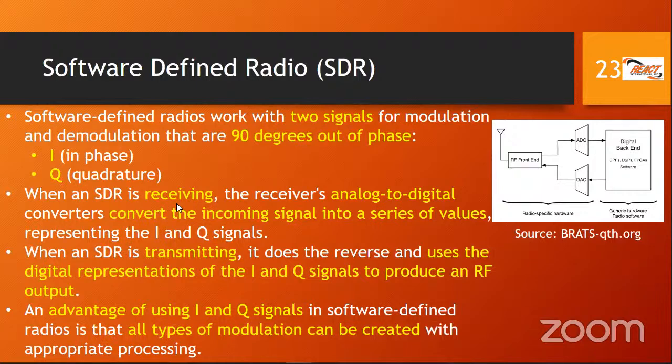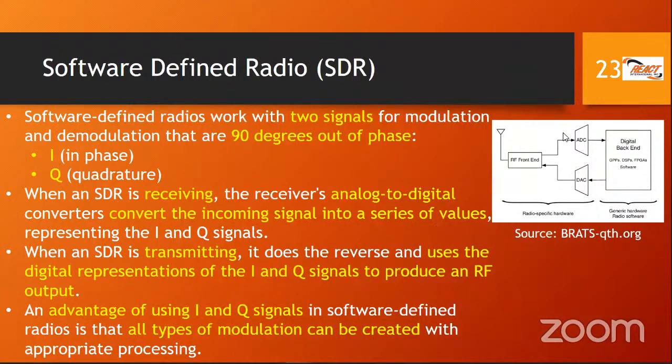Now, when an SDR is receiving, the receiver's ADC, analog to digital converter, converts the incoming signal into a series of values, and those values represent the I and Q signals. The opposite occurs when it's transmitting. When the SDR is transmitting, it does the reverse and uses digital representations of the I and Q signals to produce an RF output.